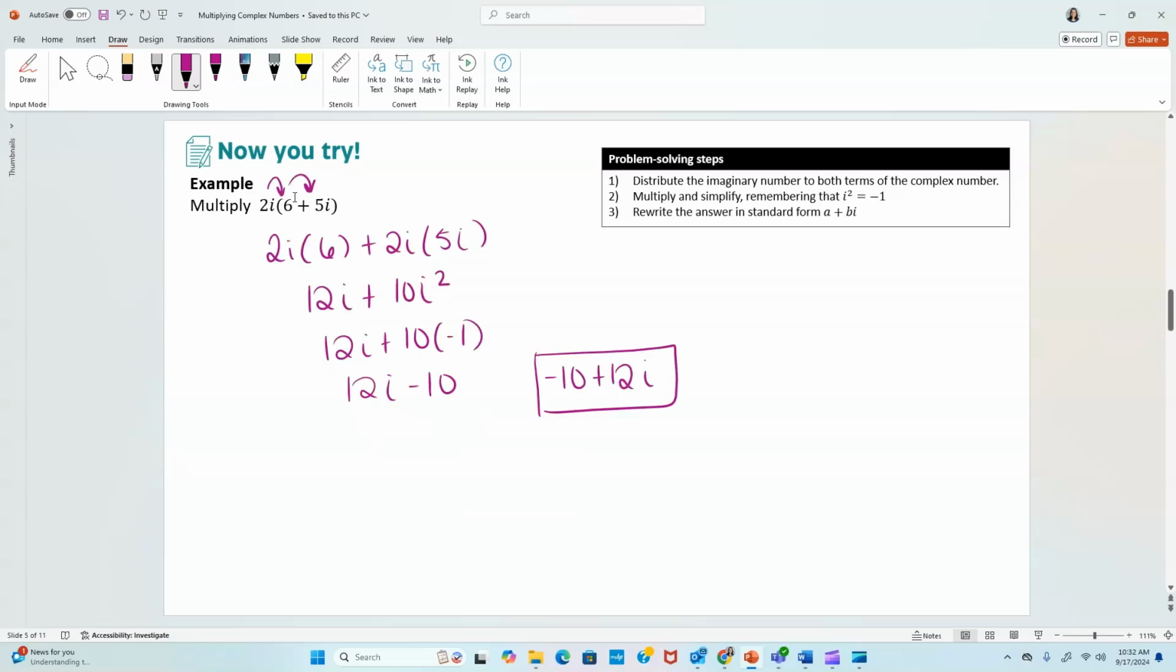So here we do 2i times 6 plus 5i. 2i times 6 gives us 12i. 2i times 5i gives us 10i squared. So we have 12i plus 10i squared, and that i squared is -1. So that's going to turn into 12i minus 10. We rewrite it in standard form, so we have -10 plus 12i.